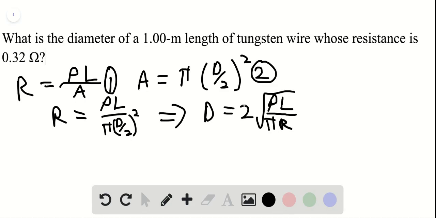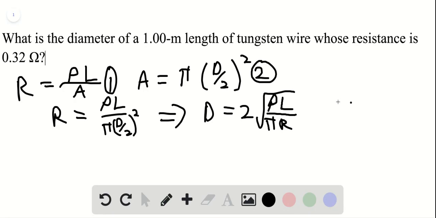So we have diameter is equal to 2 times the square root of coefficient of resistivity for tungsten, and length of the wire, over pi times the resistance of the material. So what are our constants in this case? Well, we have L equals 1 from the question, pi is pi, and R is 0.32 ohms.